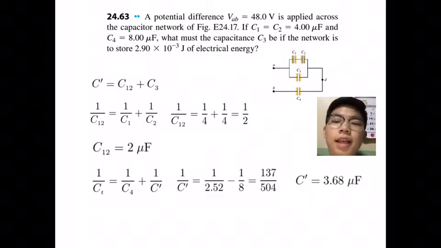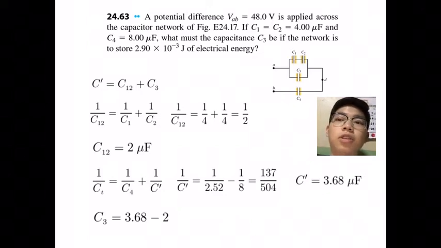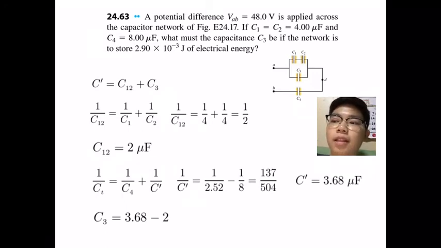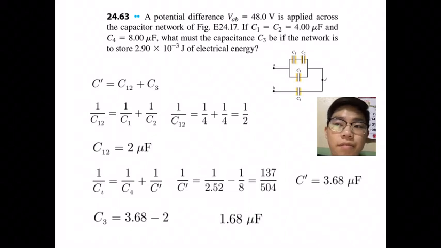Next, all we need to do is input our equations. Since we want to find C3, we can just rearrange the first equation we got, which is C0 is equal to C12 plus C3, until we get C3. So C3 is basically C0 minus C12. We have C0, which is 3.68 μF, minus C12, which we already solved as 2 μF. Finally, we have a C3 of 1.68 μF.